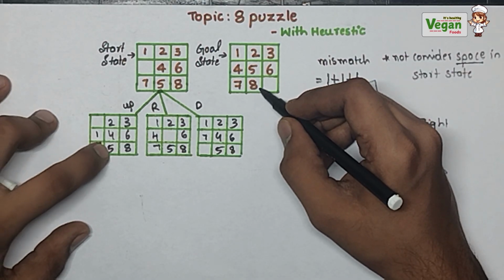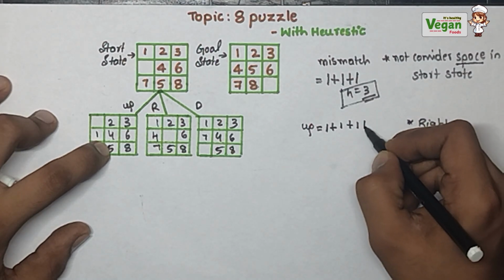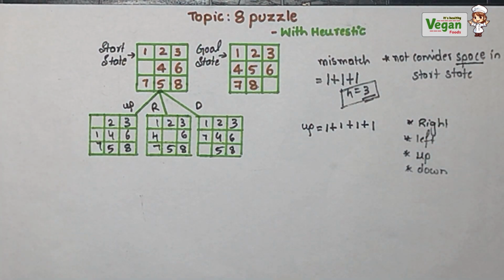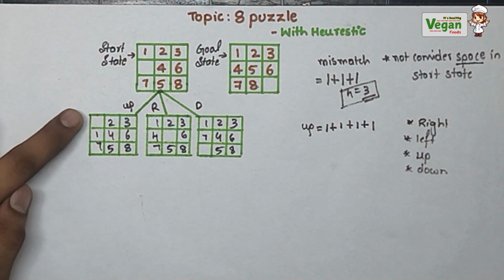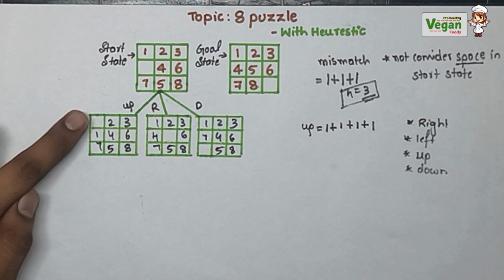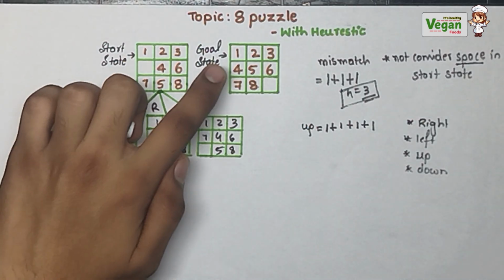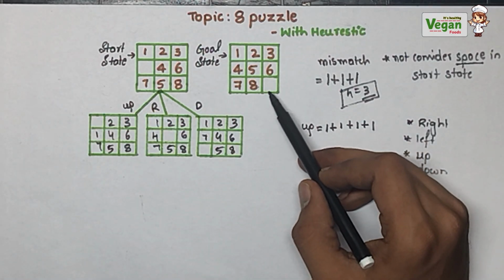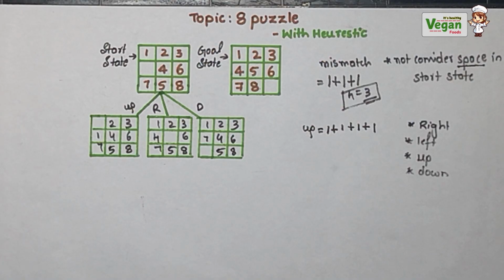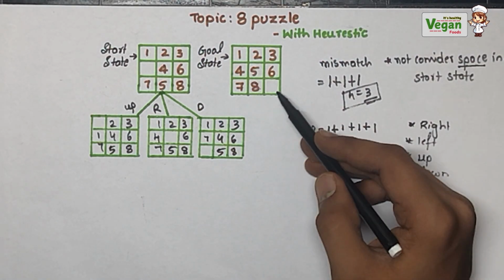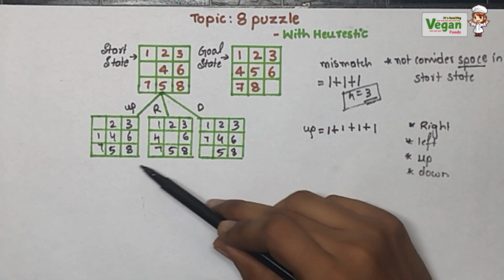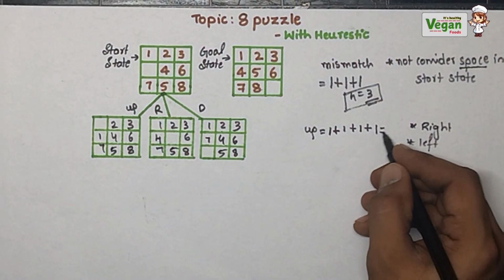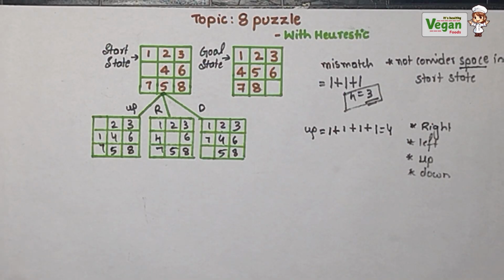7, 7, okay. Here 5 is there, here 8 is there. Another mismatch. Plus here 8 is there, here free space is there. 1. So what we will be doing? We will not be considering the free space in the start state as a mismatch, but we will consider the free space in the goal state as a mismatch. Here in the goal state, we were having free space, here we were having 8. So we will consider it as a mismatch. So the total mismatch for the upside state is 4.